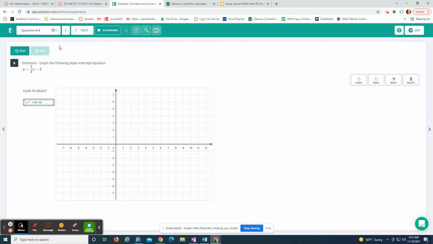When we look at number 6, it wants us to graph it. The first thing you have to do is click this line AB thing. Remember, the second number tells you where to start. Minus 2 tells me to click on minus 2. Now, it already put a line across there, but the line's not correct. So we want to take this dot here and go back to minus 2. See how the line disappeared? And then the slope says 2/3, so that means go up 2 and over 3 to the right.